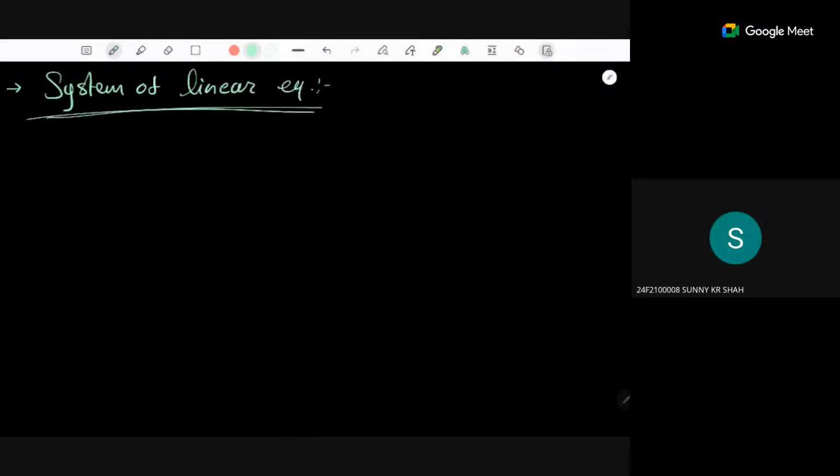Okay, so here I'll talk about the general method for solving any system of linear equations, and then we can either solve a question or we can observe a question for which we can apply our method.